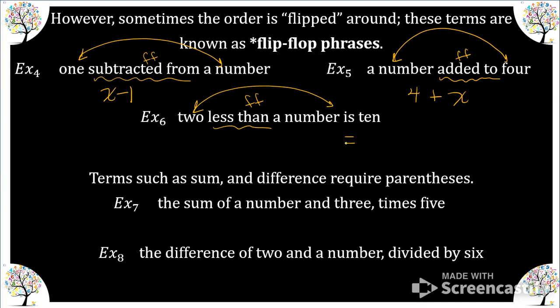And then we are going to say is means equal. So we'll keep that part the same, but the expression part of this equation, so we're going to put x minus 2 equals 10.